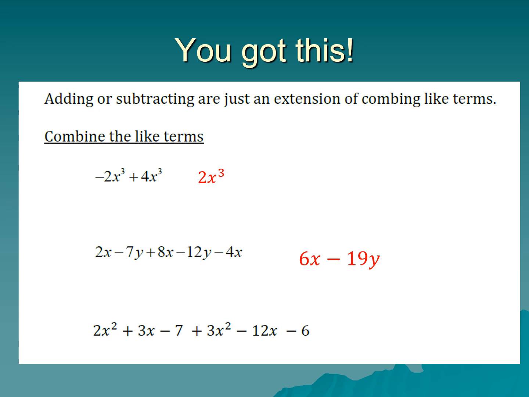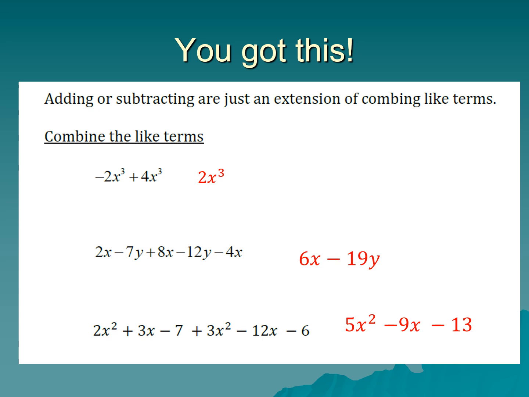All right. Again, it's like terms. So we're going to do the 2x squared with the 3x squared to give us 5x squared. We're going to do the negative 12x and the positive 3x to give us negative 9x. And the negative 7 and the negative 6 to give us negative 13.